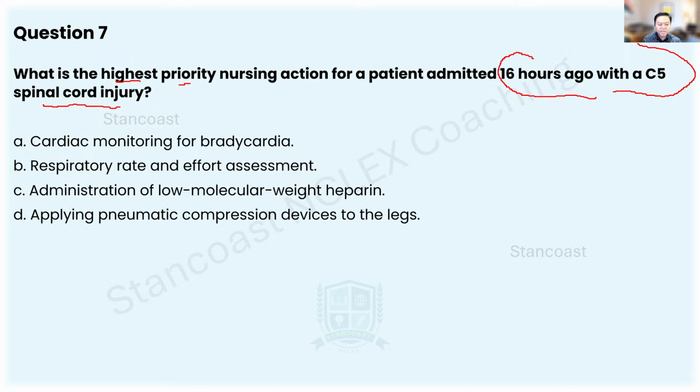Highest priority nursing action. We know that's already 16 hours right after the injury. And we have our patient with a C5 spinal cord injury. So what would be the highest priority in this patient? Priority nursing action.